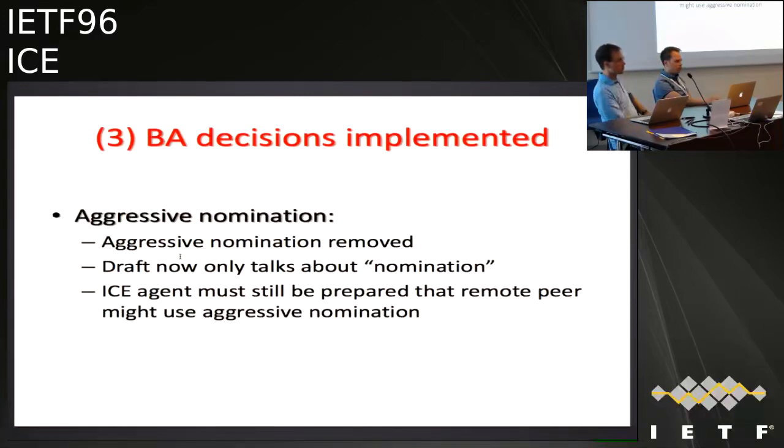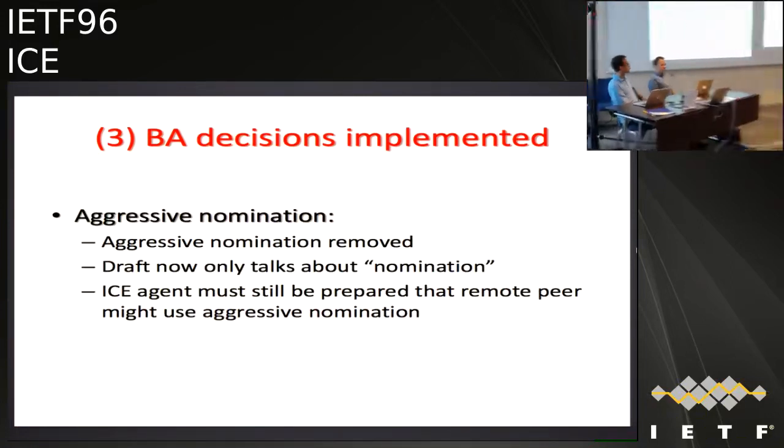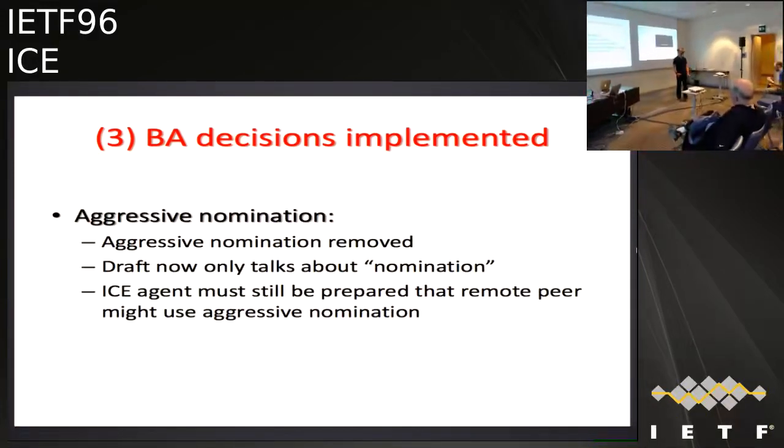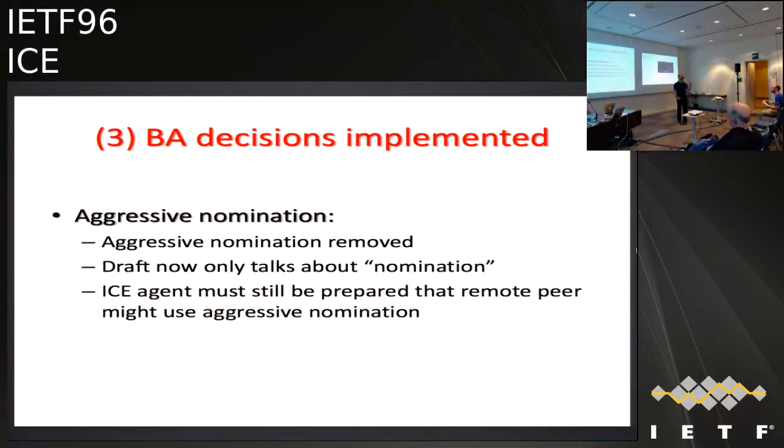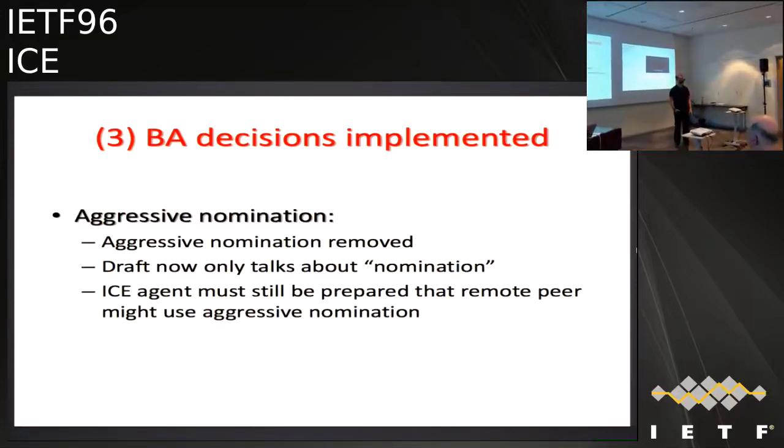So one of the things we decided in Buenos Aires, which has now been implemented, is the removal of aggressive nomination. So now the draft only talks about nomination. There may be some wording somewhere saying this was previously called something else, but basically the draft only talks about nomination. And one thing which is important to note is that if you are an agent, you must still be prepared that the remote peer is using aggressive nomination, because it may be an RFC compliant endpoint. So you may receive all this stuff, but you must not.